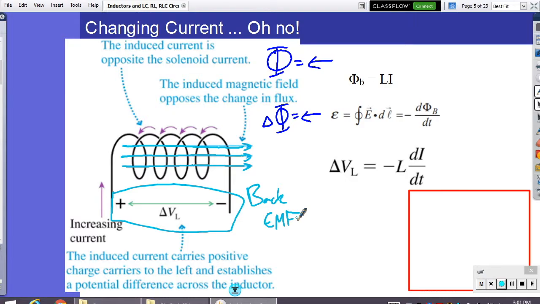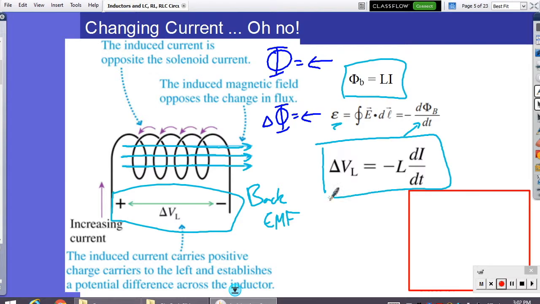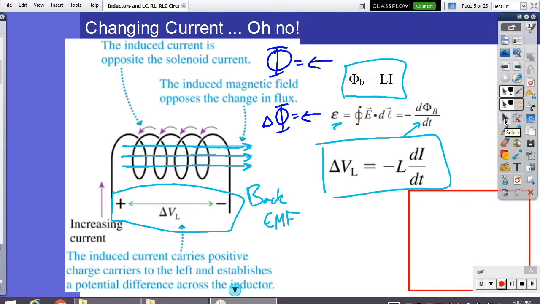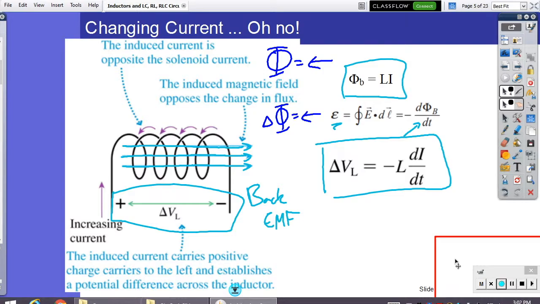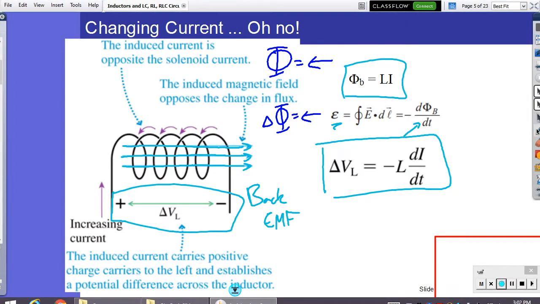We can actually figure out this voltage exactly if we remember that our flux is equal to L times I. That's how we defined our inductance L. Our electric potential, our EMF from Faraday's law, is the negative derivative of our magnetic flux because it's trying to fight that change. And as a result, we can put these together and find that the EMF, the voltage across my inductor, ends up being minus L times the derivative of current. And this is actually on your equation sheet.